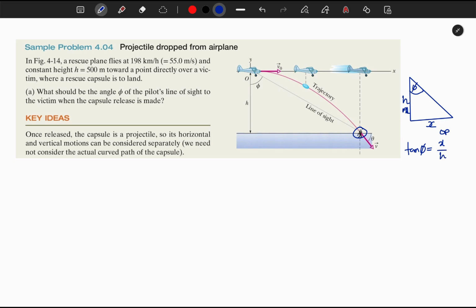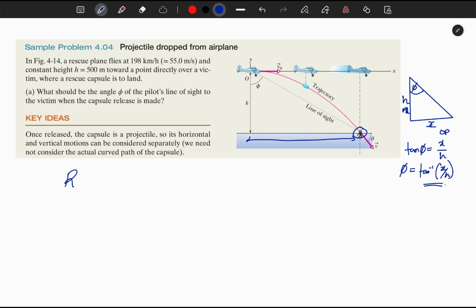So, to find the angle theta, or why do I keep saying theta? Phi, this will be equal to tan inverse of X over H. That's all. So we need to find X because there's already H here. So we need to find this distance for us to be able to work out this problem. So how can we find this distance? Take note, we are going to use the range equation.